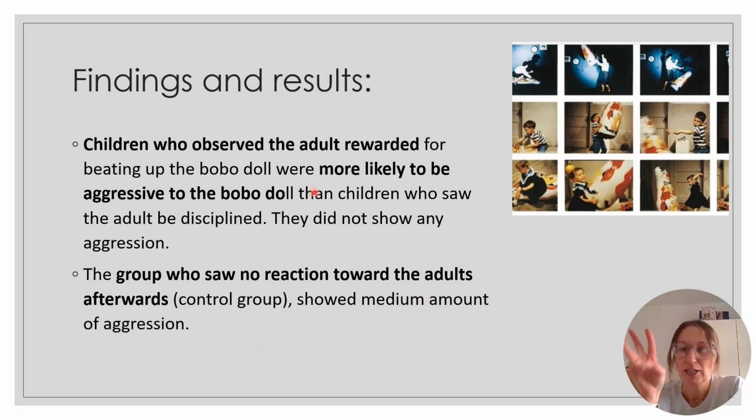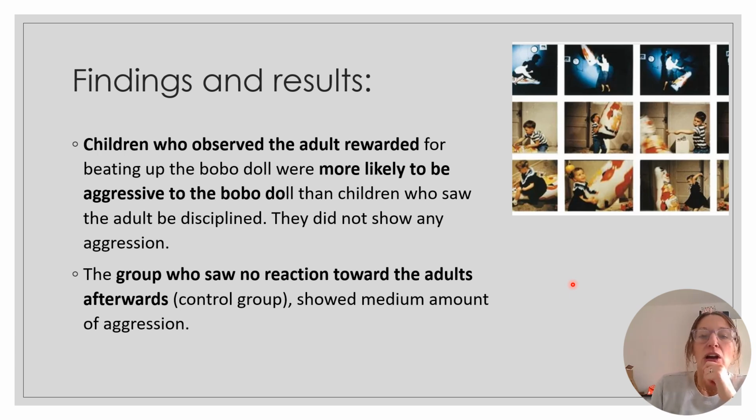So, three variations. They all saw the same adult with the Bobo doll, and there are some pictures here of it, but it was these three variations at the end that made it different. In one of them, the adult was rewarded, yay, well done. In the other, the adult was told off, no, that was really bad. And the last one just had no difference. So the children were in one of the three conditions there.